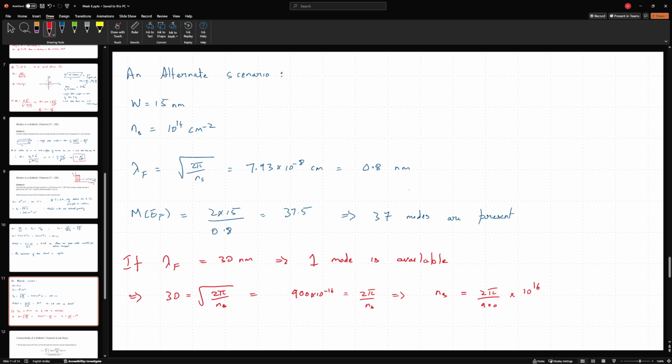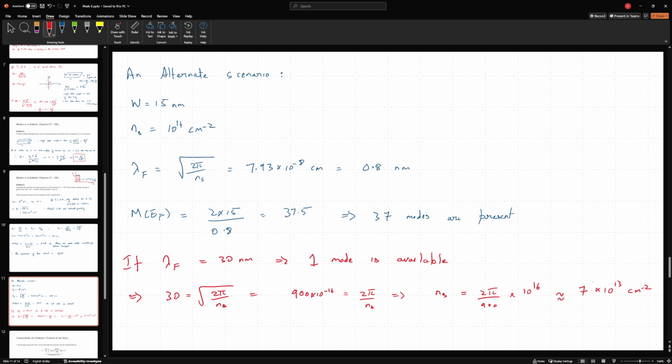So this will come out to be approximately 7 into 10 to the power 13. This is the minimum concentration of electrons a 2D channel needs to have to allow at least one mode for ballistic conduction.